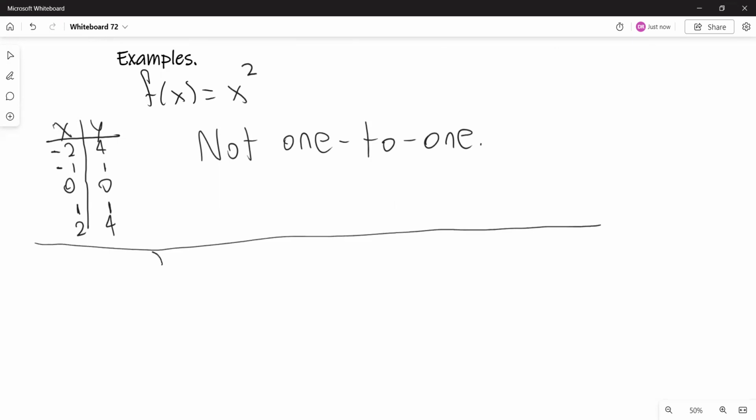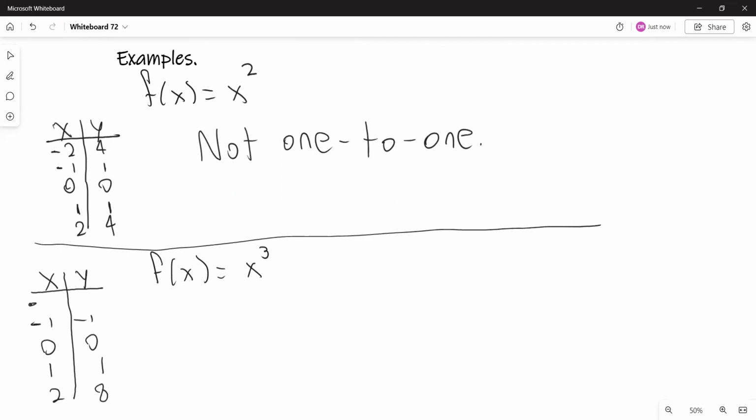And the function f of x equal to x raised to the third power. So let's make a table. You're not going to have the situation that we have with x squared. Every x value corresponds to a unique y value. So you have 1, 1, and you have -1, -1. Or you have 2, 8, and -2, -8.